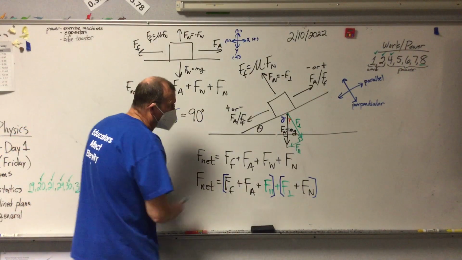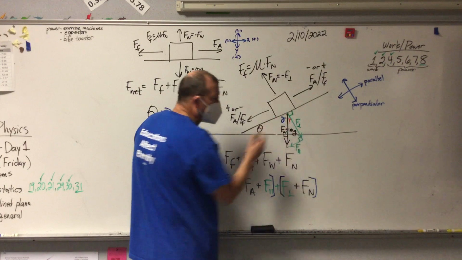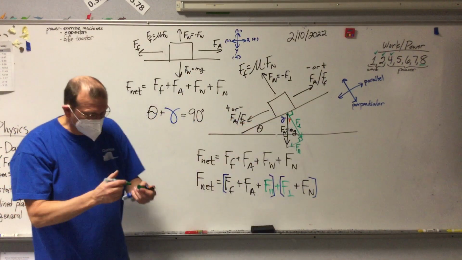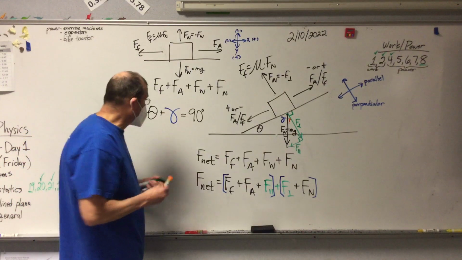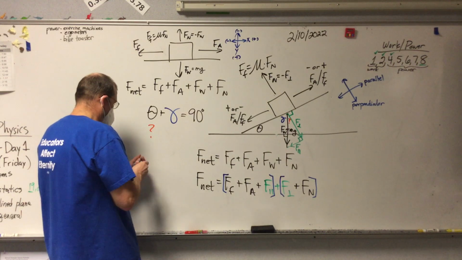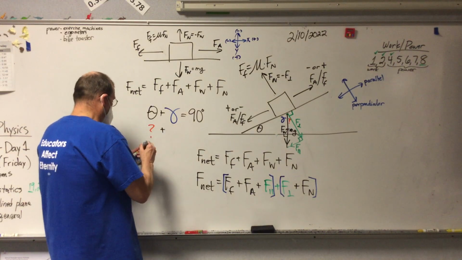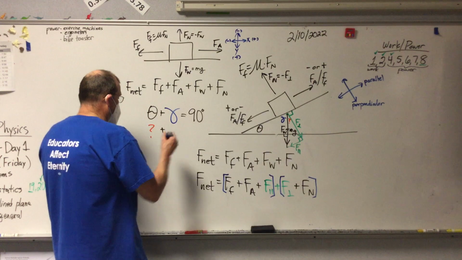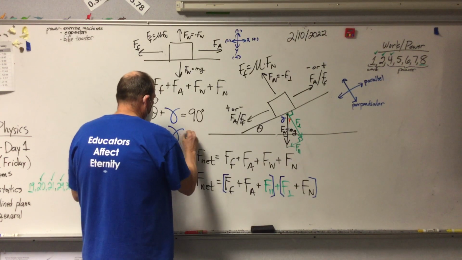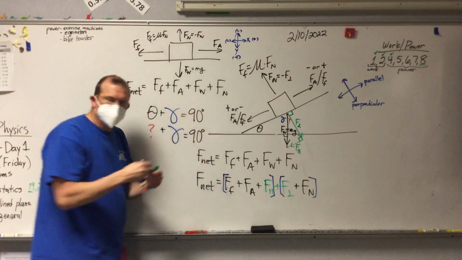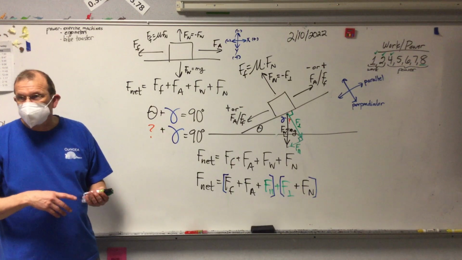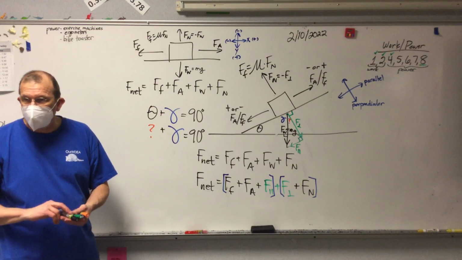But in our picture, because we have parallel and perpendicular dimensions, this is also a right angle. And that means that our unknown angle plus our gamma also equals 90 degrees. And that means what about our theta and our question mark? They're the same.